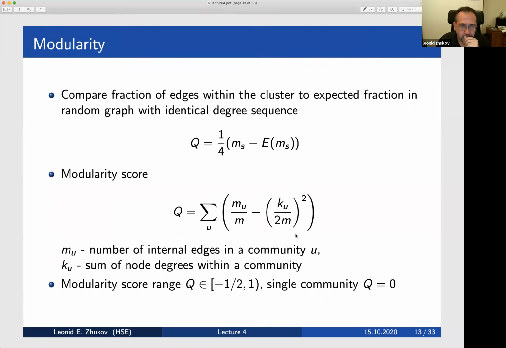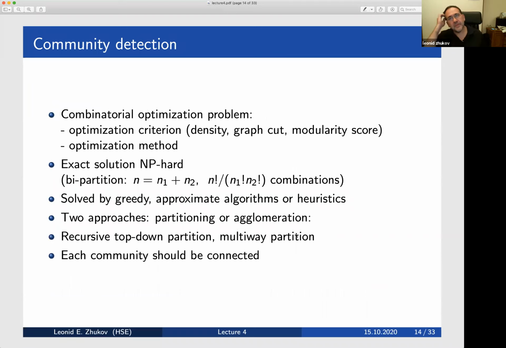All right. So these are all metrics, right? These are all those metrics that allow us to evaluate that what we have at hand is a community, but they don't tell us how to find those communities. So for the rest of the lecture, we're going to talk about algorithms: how to find those communities.